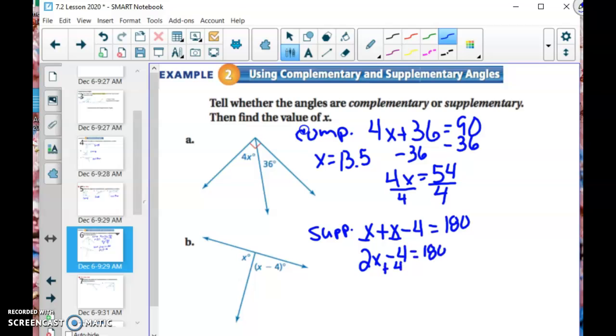So I would add 4 to both sides. That would then give me 184. Then I would divide by 2 on both sides. So that means the value of x would be 92 degrees.